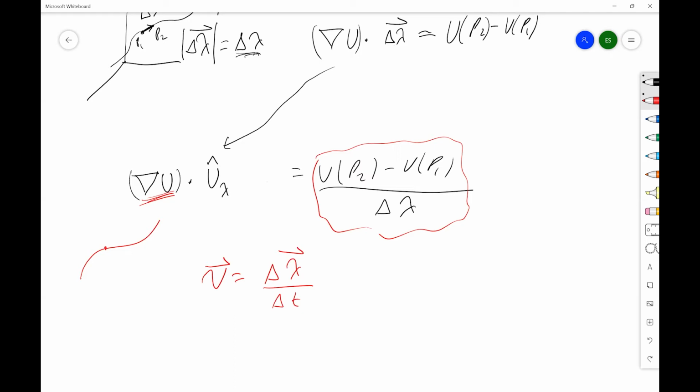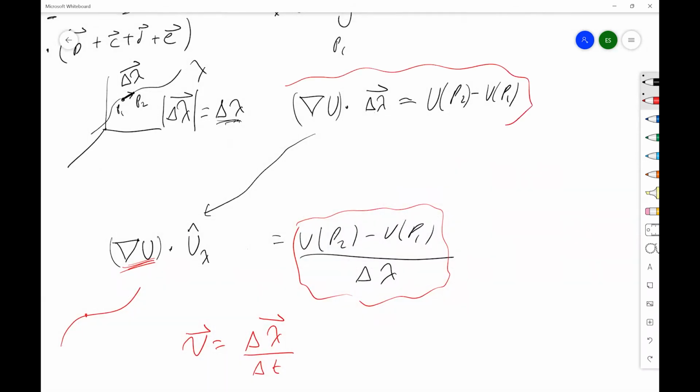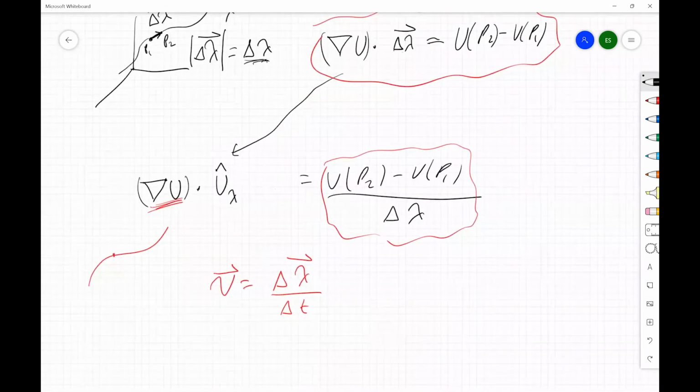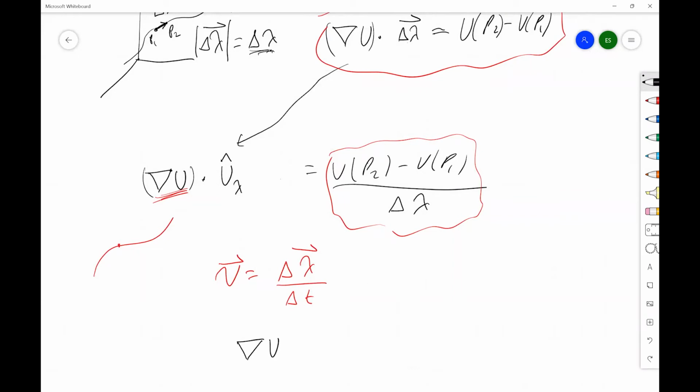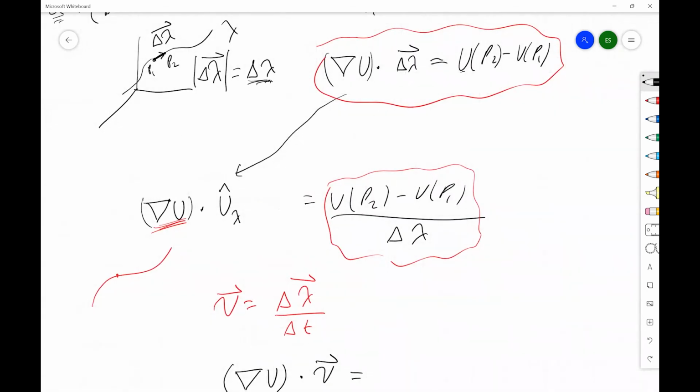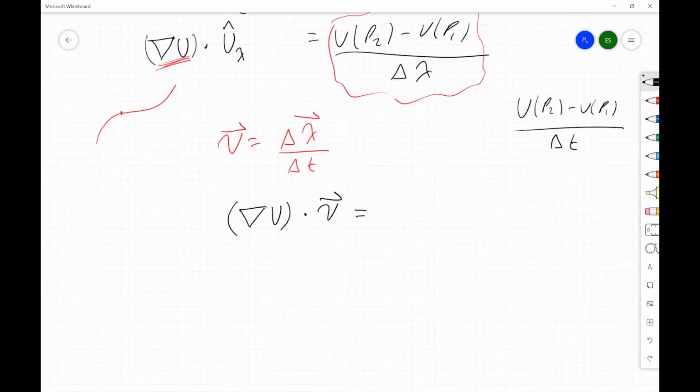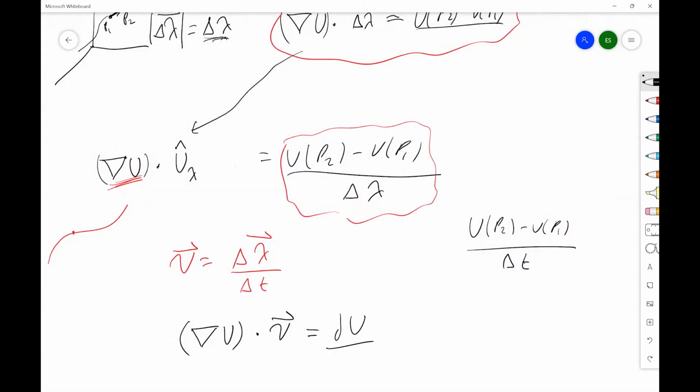So using that interpretation, I can take this and I can divide both sides by delta t. So from that point of view, I can say that nabla u dot v equals this thing divided by delta t. So it's u_p2 minus u_p1 over delta t. What happens when the 2 points get really close and delta t approaches 0? We get du over dt. Okay, so this is another way of viewing the dot product.